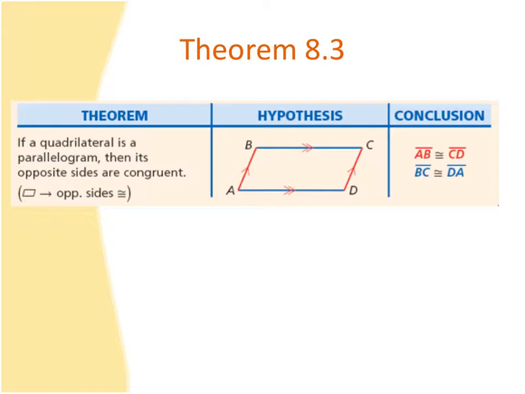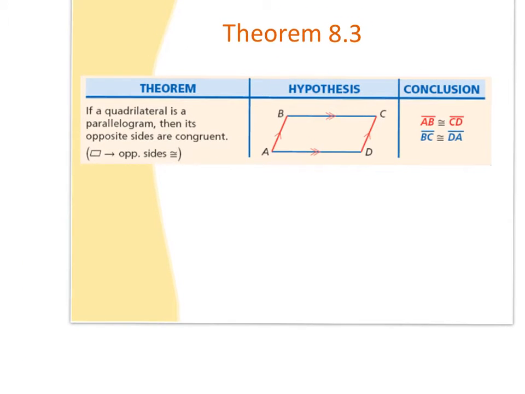The first one is that if a quadrilateral is a parallelogram, then the opposite sides are congruent. So first thing is opposite sides are parallel. Now we're adding to it opposite sides are congruent. So if I told you that this was a parallelogram, you should be able to tell me that AB is congruent to CD and BC is congruent to AD.